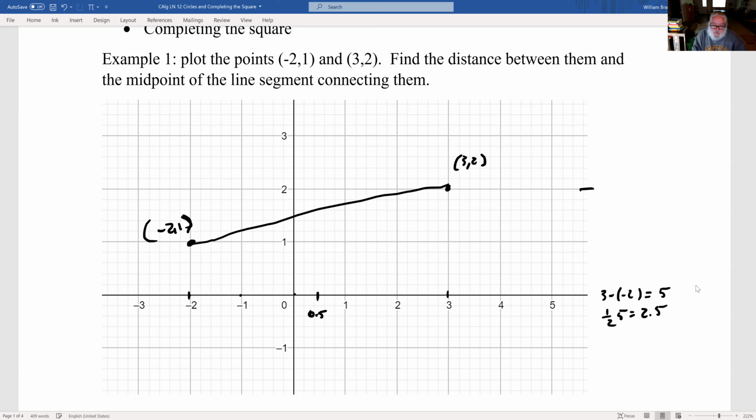Y coordinate goes from 1 to 2, right? Half of that length, 2 minus 1 is 1. So this is 1 unit long. Half of that is half a unit. So where's my midpoint there? It's going to be at 1.5. So the midpoint is, well, if I could draw it better, it would be about there. (0.5, 1.5).